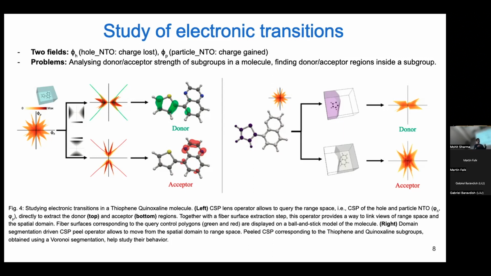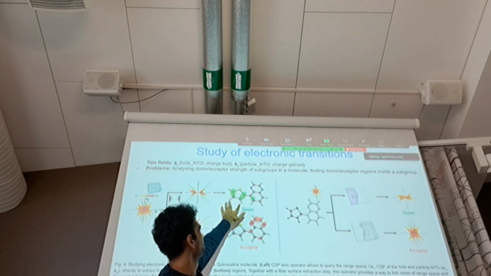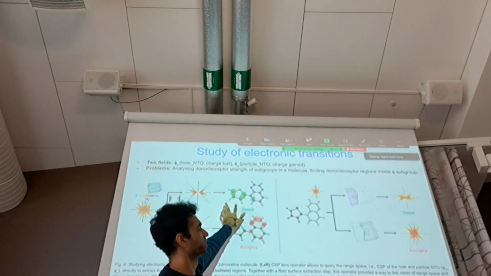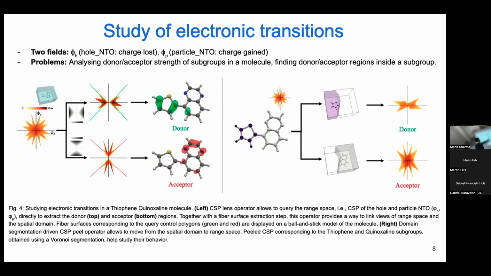If we want to see where exactly this donor and acceptor is lying, we simply use fiber surfaces. We want to see, say, a particular donor strength. Where is this particular donor strength? This is where a constant donor strength curve is lying. I just select a control polygon here. In this particular conformation of the molecule, this is the thiophene subgroup and this is the quinoxaline subgroup. This particular subgroup is donating, and this particular one, because it has acceptor CSP, is behaving as an acceptor.